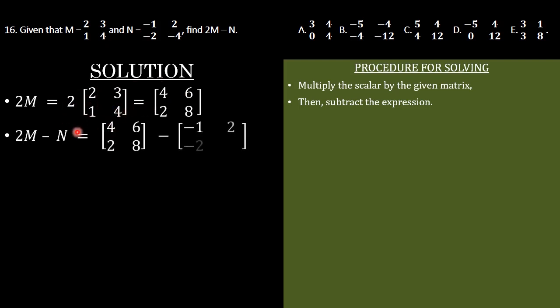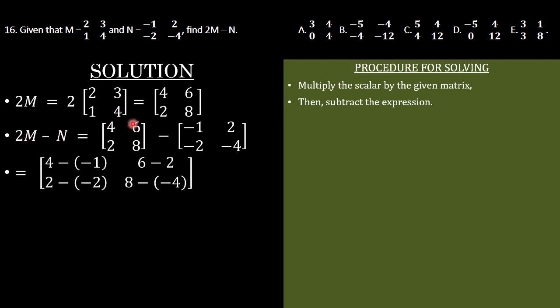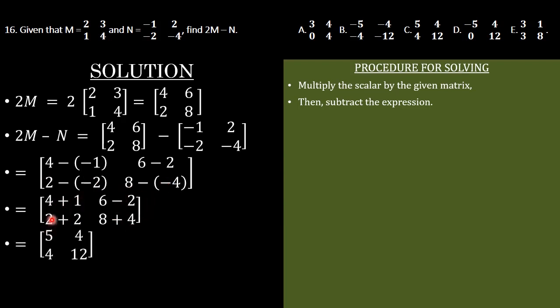And after that, you subtract the expression. When you subtract n from 2m, you have 4 minus minus 1, 6 minus 2, 2 minus minus 2, and 8 minus minus 4. So you have 4 minus times minus, we have plus 1, 6 minus 2, 2 minus times minus, we have plus 2 multiplied by 2, we have 2. 8 minus times minus, we have plus 4. 4 plus 1, we have 5. 2 plus 2, we have 4. 6 minus 2, we have 4. 8 plus 4, we have 12. Therefore, our answer is 5, 4, 4, 12.